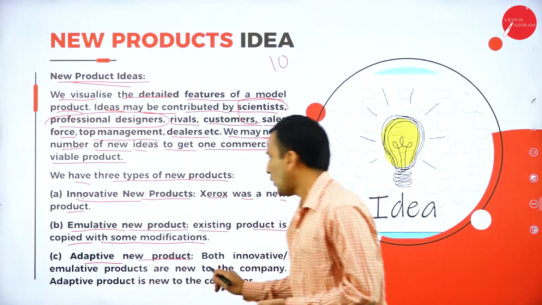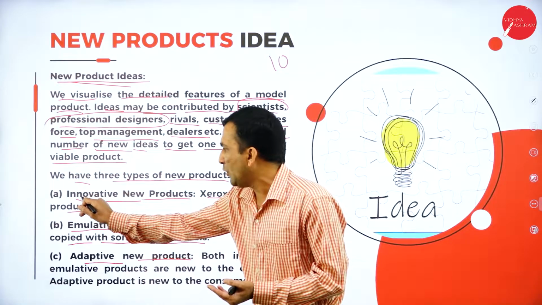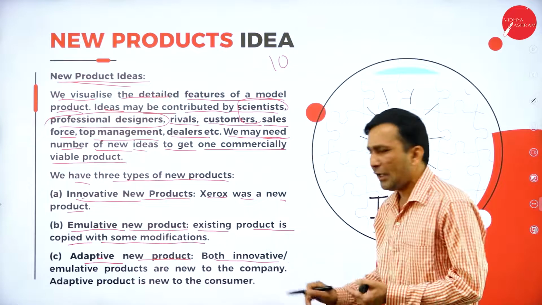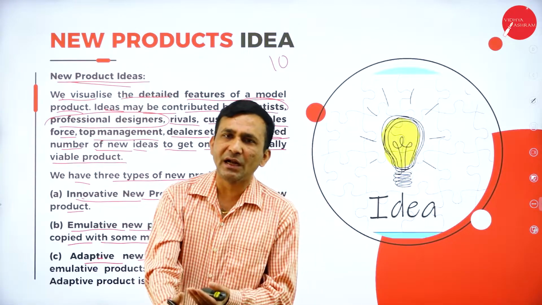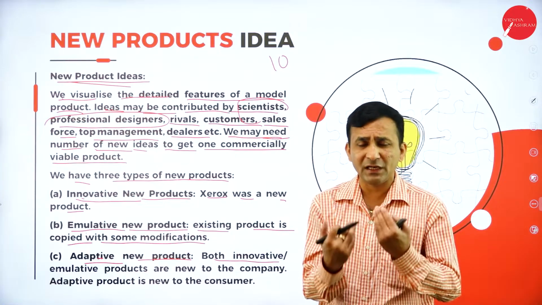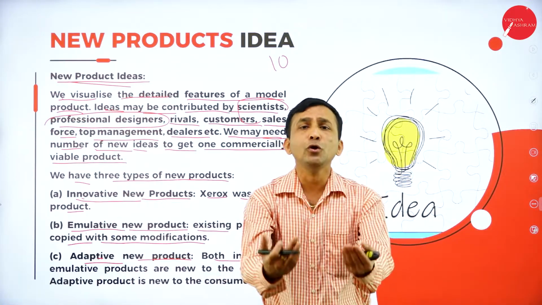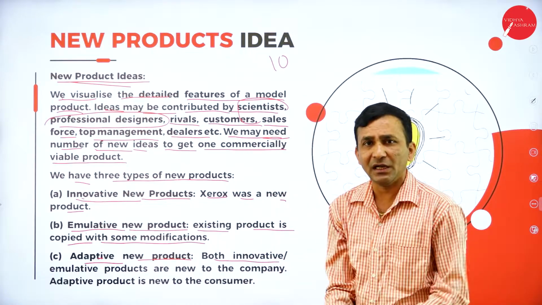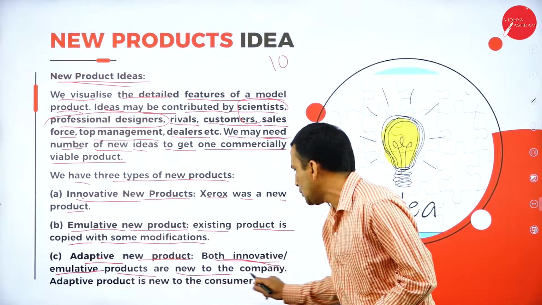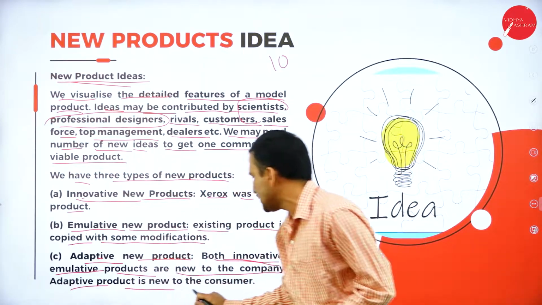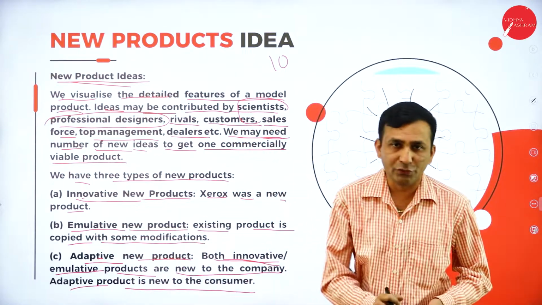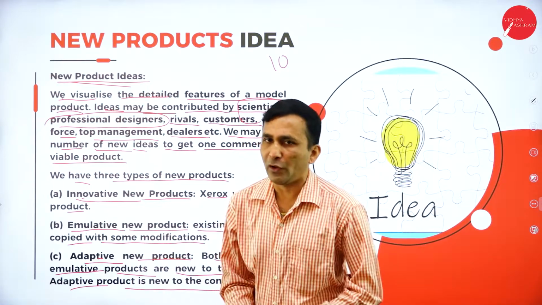And the adaptive new product, which is a combination of innovative and emulative. For an adaptive new product, even the businessman is trying to introduce it for the first time, and even the customer tries to get information about this new product available, because it is completely combined. So both innovative and emulative products are new to the company, and the adaptive product is new to the customer, because they are introducing it with the help of innovative and emulative. That's what makes it look like a very new product for the customer.